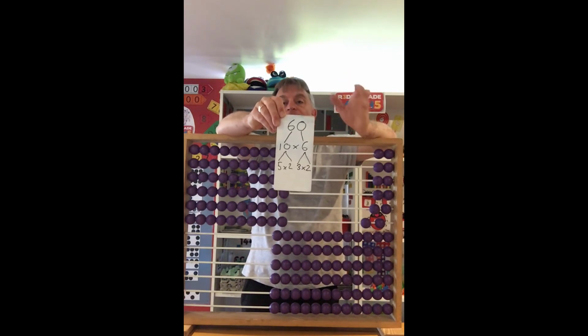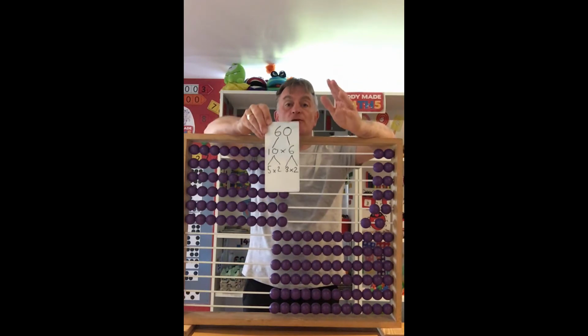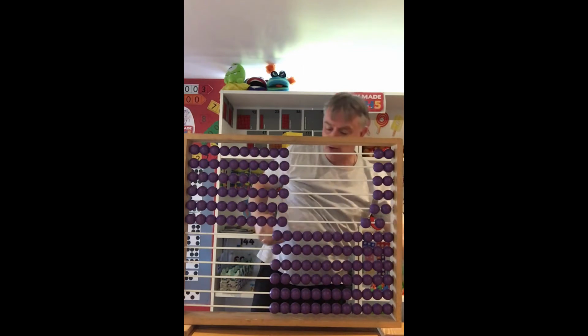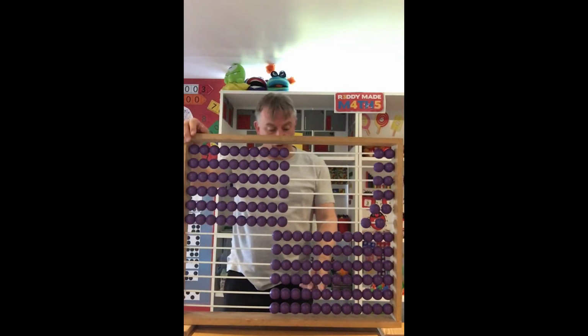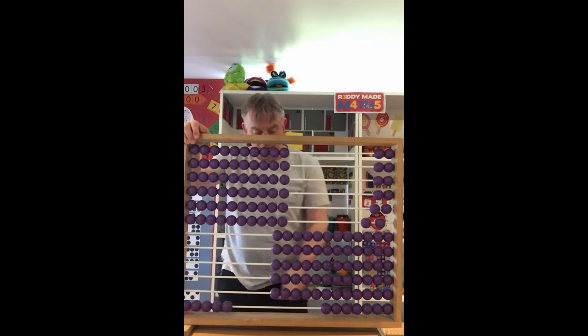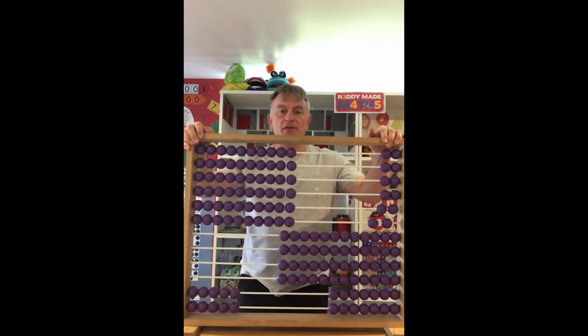So 10 times 6 becomes 5 times 2 times 3 times 6. Let's just prove that actually you will end up with the same answer. So what I'm going to do now at the bottom of the abacus is create 5 times 2. So I'm going to get 1, 2, 3, 4, 5. I'm going to multiply that by 2. That now gives me at the bottom of the abacus 5 multiplied by 2.